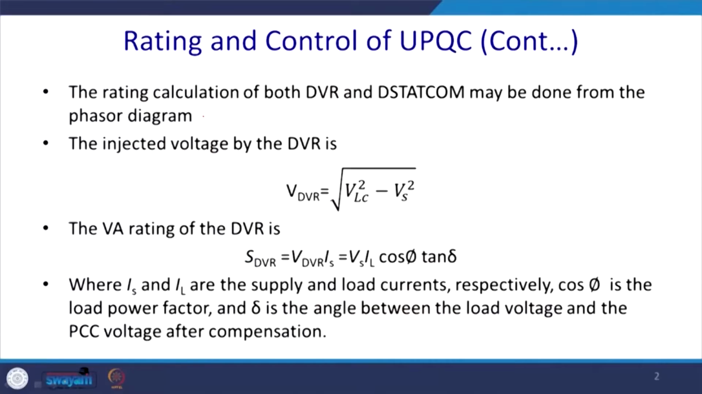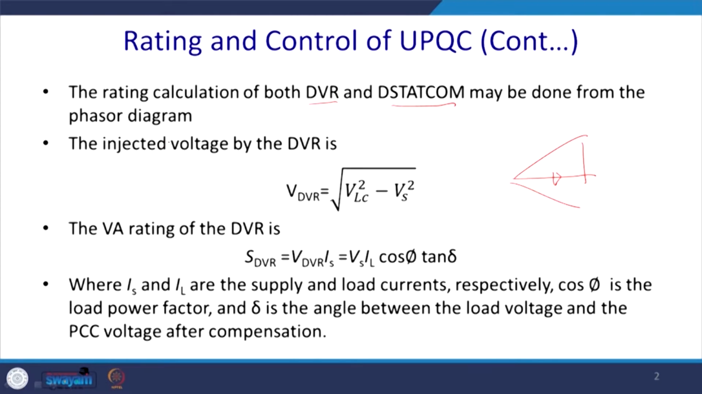In our previous lectures, we talked mainly about the UPQC, its rating and its control, and we shall continue from that discussion only. The rating calculations of the DVR and the DStatCom can be done from the phasor diagram, which we have shown in the previous figure, that is the quadrature and all those things. Please refer back to my previous lectures to correlate.